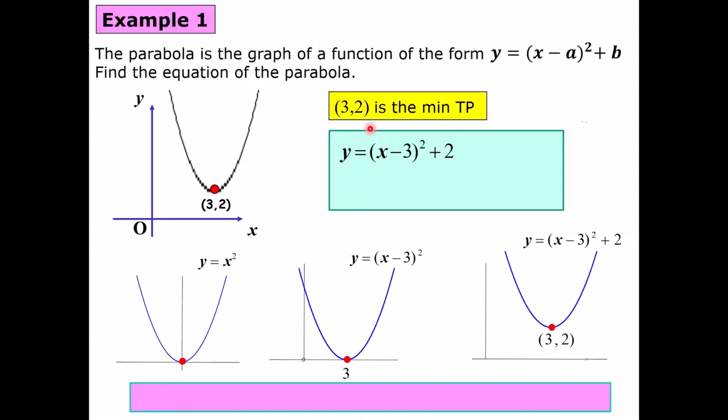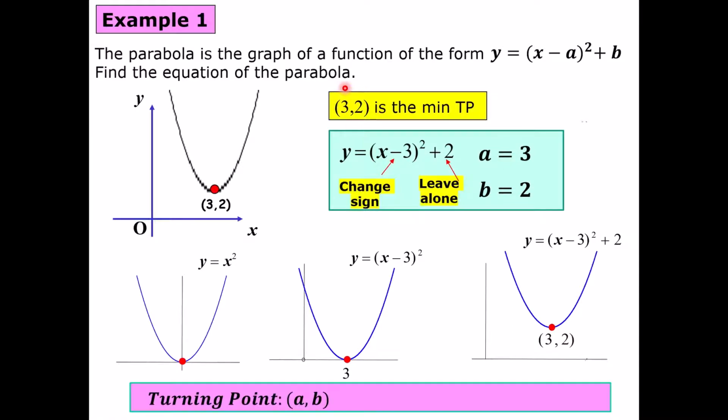So this is in completing the squared form. And now I'm going to show you how to pick out both the turning point and the axis of symmetry. So to pick out the turning point, this term here, you're going to change the sign to get 3. And the last term for b, you're just going to leave as is. So change sign, leave alone. And then you can see that a and b are actually the turning point. So turning point is equal to a, b.